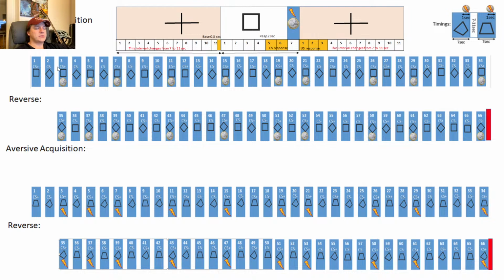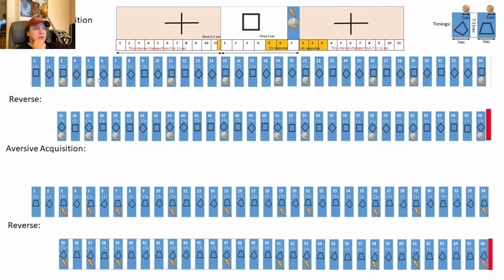So this is appetitive on one day, and then appetitive reversal, and on the second day there was the aversive. Once again, the days were randomized between the subjects. If one symbol was used for appetitive, it could not be used for aversive. So 32 trials of actual conditioning in initial and reversal.